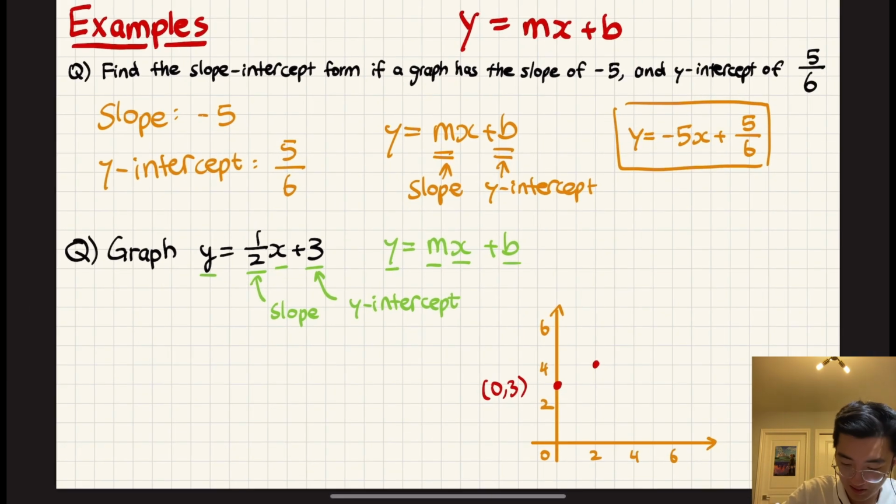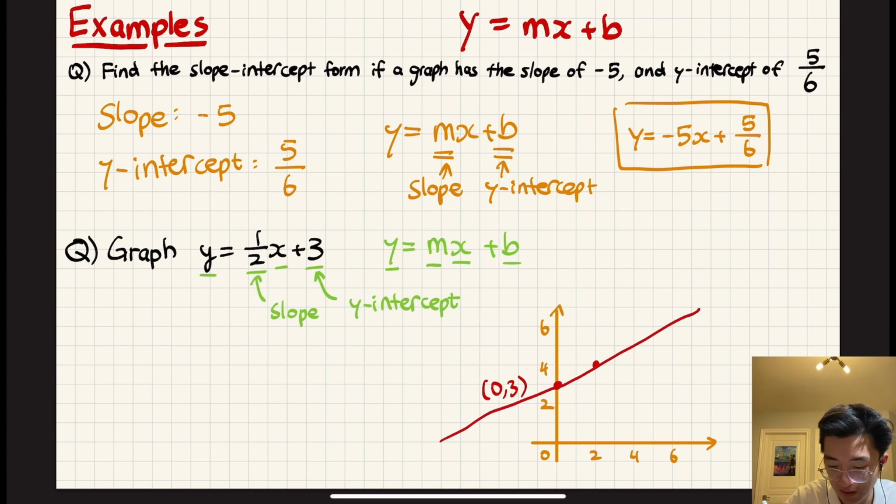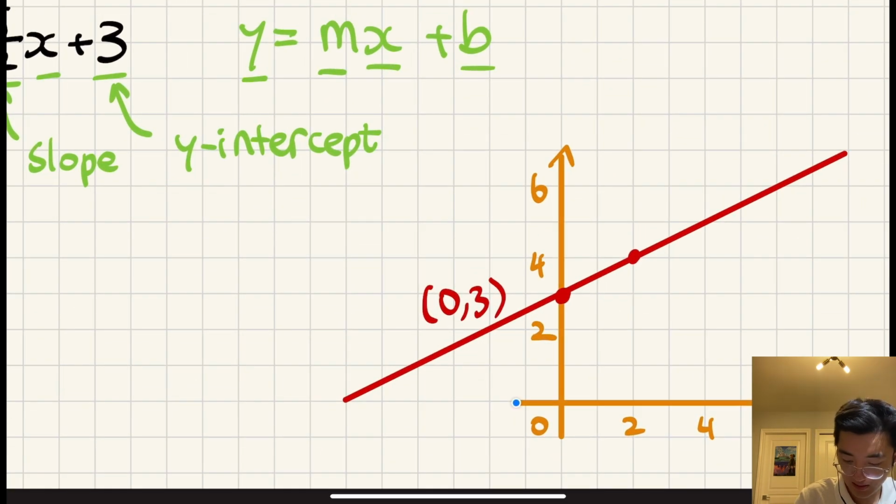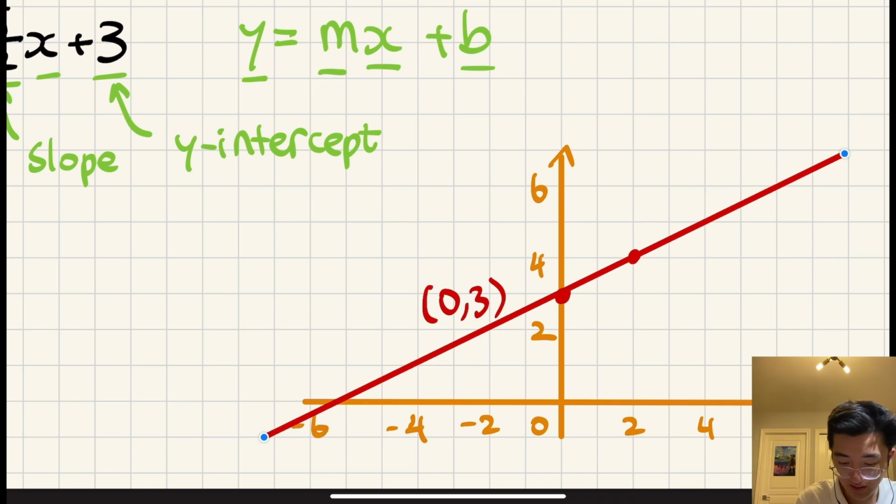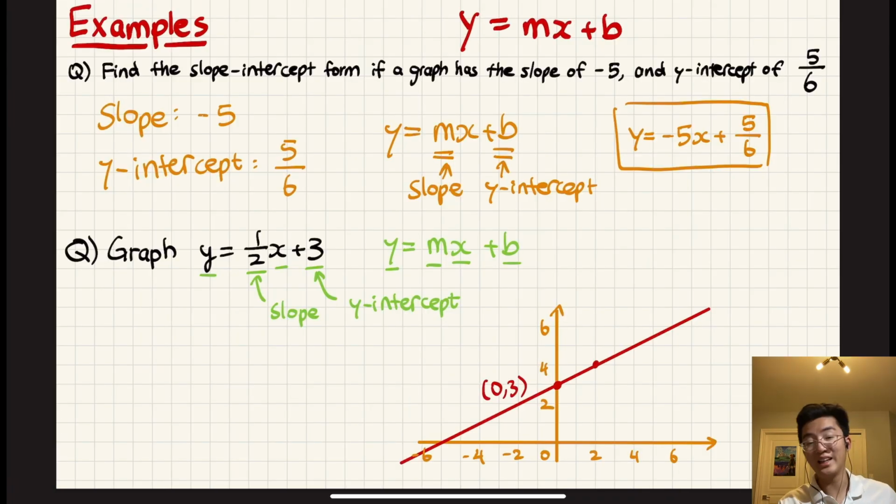All I have to do is connect the dots. I'm realizing just now that my graph is a little too small, but that's okay. This is what the graph will look like. If I really want, I can extend this line all the way down over there, and say that's -2, -4, -6. This line will also stretch out to infinity, essentially. And that's pretty much it.